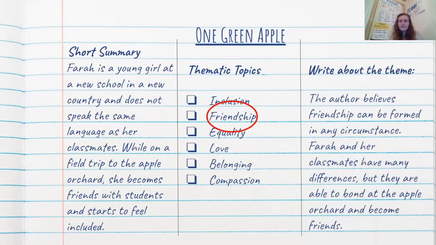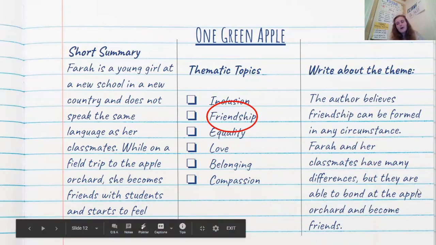All right, so I wrote, the author believes friendship can be formed in any circumstance. Farah and her classmates have many differences, but they are able to bond at the apple orchard and become friends. So that's going to be explaining my theme. And do you see how I use my text evidence? We're saying that they're able to bond at the apple orchard. We know that that's an event that occurred there.